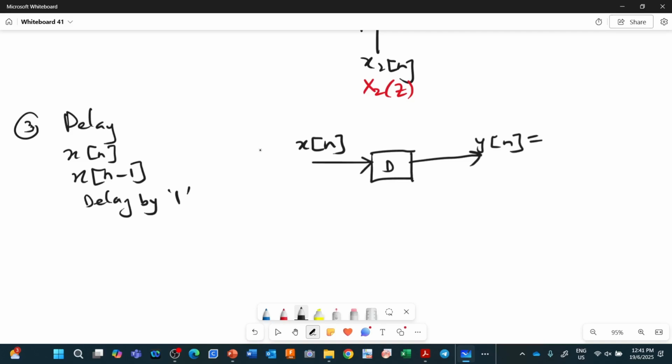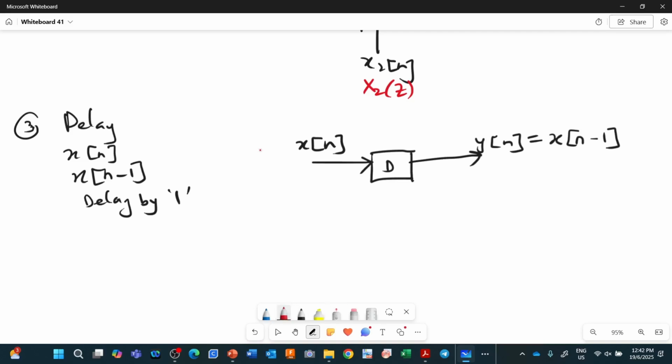y[n] is x[n minus 1]. So D represents delay by 1. If you want to make it n minus 2, then you need to put 2 delay blocks. Okay, so let's do the Z transform.